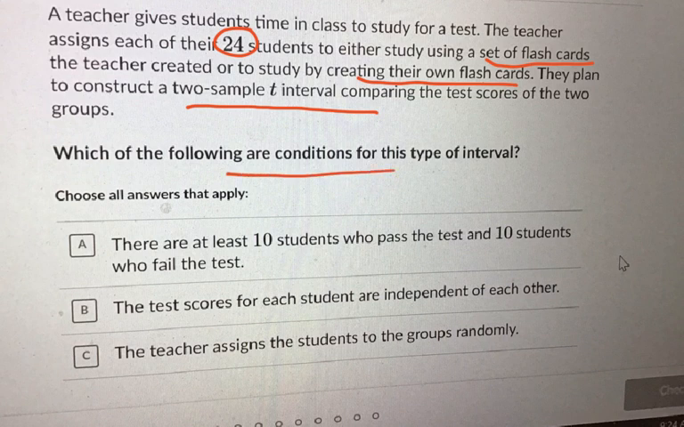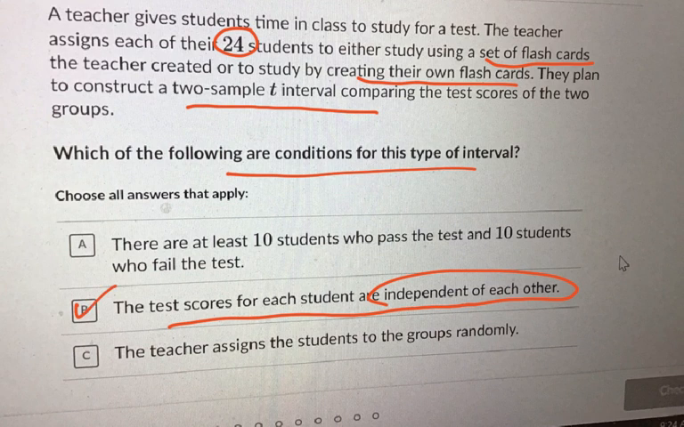So which of the following conditions do we want? Well, we know our test scores are going to be independent, right? Because we flipped the coin to make sure they were randomly selected for either type of flashcard. So that one's valid. The teacher assigns students to groups randomly. Again, we just discussed that as well. So randomness in a way ensures independence.